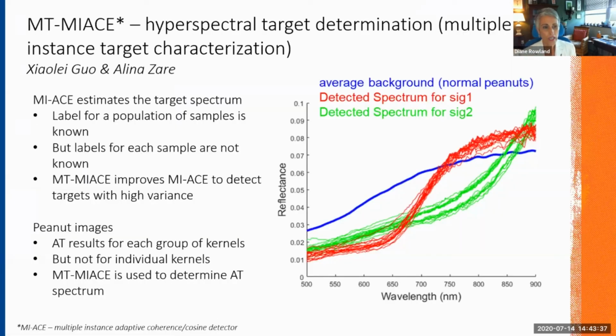So this approach, this MT-MIACE, is really good at finding targets with high variance. Again, a perfect situation for aflatoxin. So far, again, preliminary data, we've been able to identify at least 2 spectra that are associated with aflatoxin contaminated kernels that differ from normal non-contaminated peanuts. So this shows a promising approach, not only from imaging, but also from data analysis and identifying targets using machine learning that may be very promising at this point in the process.